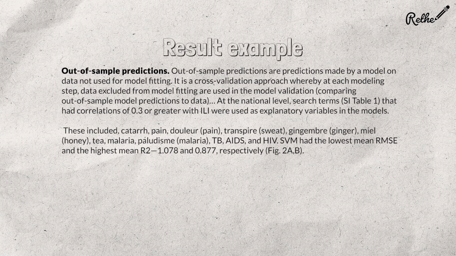At the national level, search terms that had correlations of 0.3 or greater with ILI were used as explanatory variables in the models. These included catarrh, pain, sweat, ginger, honey, tea, malaria, TB, AIDS, and HIV. SVM had the lowest mean RMSE and the highest mean R-squared of 1.078 and 0.877 respectively.